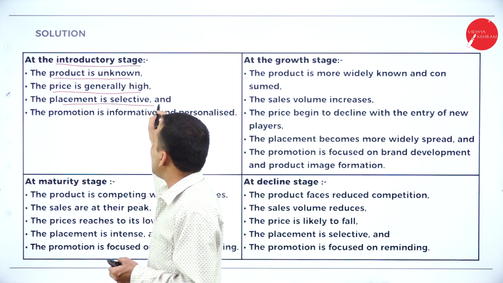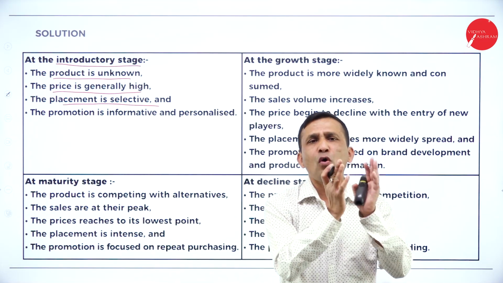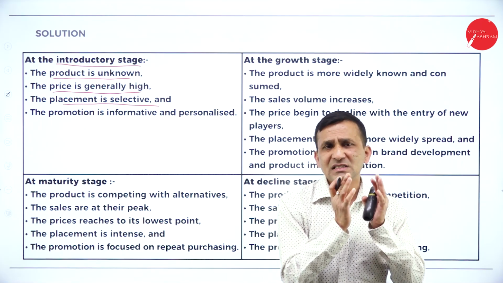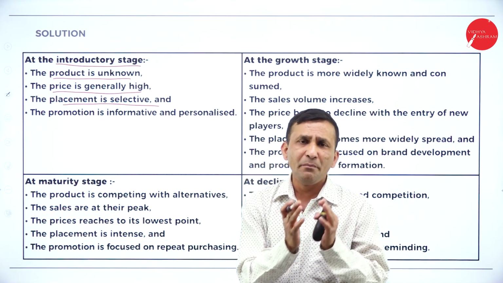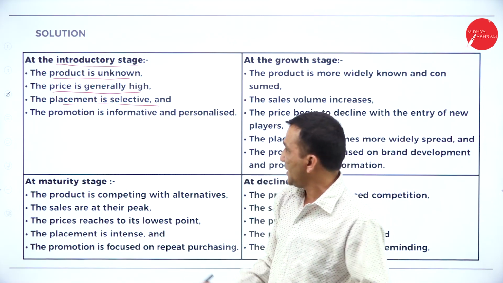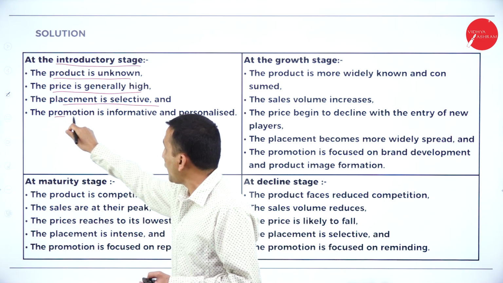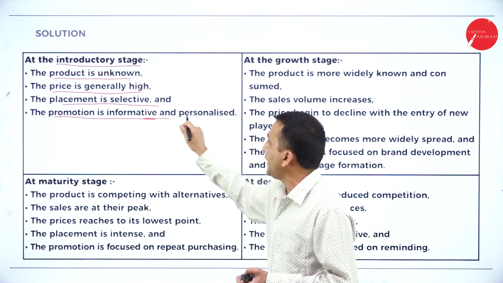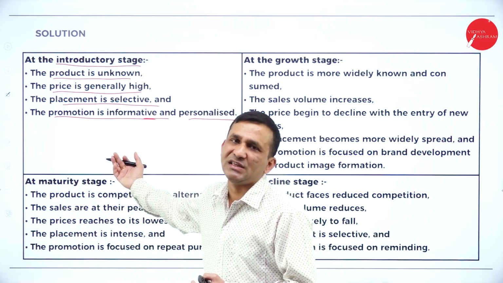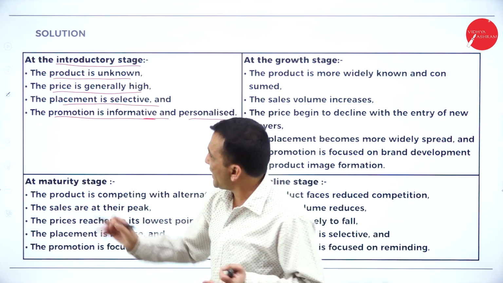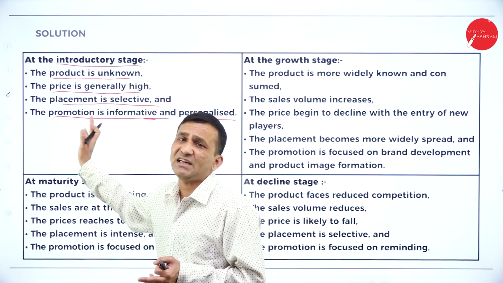Placement is selective because with the help of middlemen, such as a retailer or wholesaler, we try to place the product, based on the segment you selected. Once the segment is selected, promotion is informative and persuasive, because you are creating awareness. The company is making a loss at this stage because you are not generating any sales, only creating awareness.